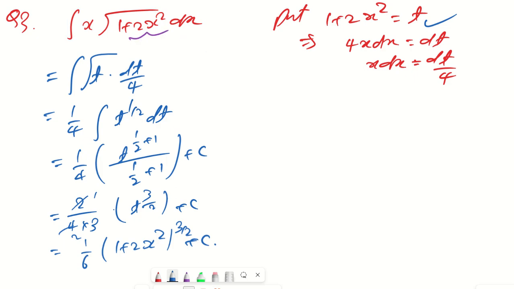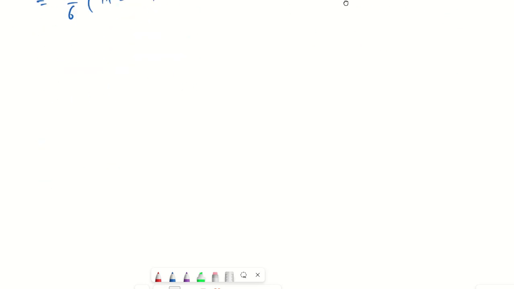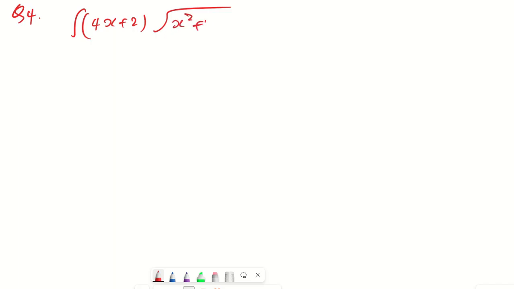Okay, let's take a little more tough question so that you can have a complete understanding about how to do integration by substitution. This question is integration of 4x plus 2 into square root of x square plus x plus 1 dx. So what shall we do?